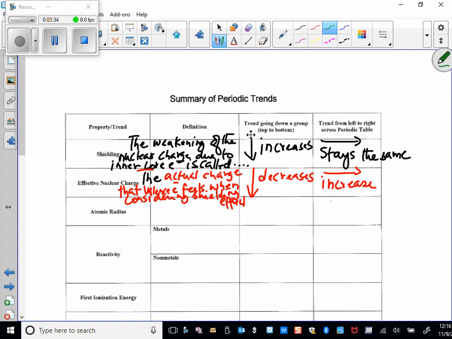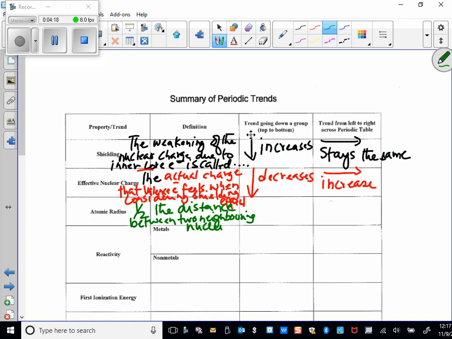Okay. Can somebody define atomic radius? Someone who has not answered before. What is atomic radius? Nadia. Radius is half the distance between nuclei of two identical atoms. Okay, so one half the distance between two neighboring nuclei. Does that make sense?